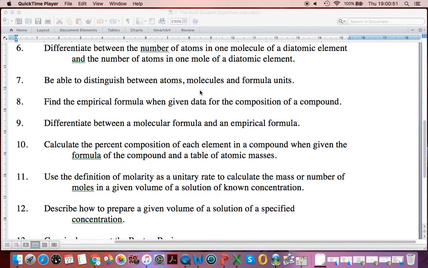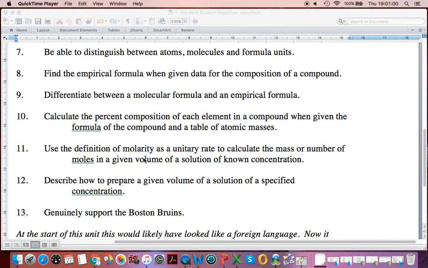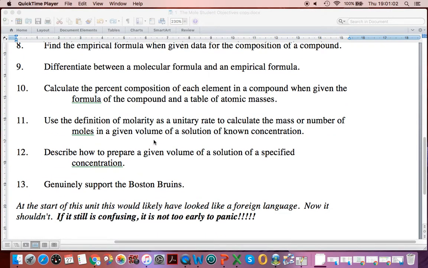Then once we understand the first half of the mole, then we start applying it to things like empirical formulas and percent composition. They're relatively straightforward. And then we extend it into something called molarity, which is related to concentration. And not listed here, but we also have molar volume.